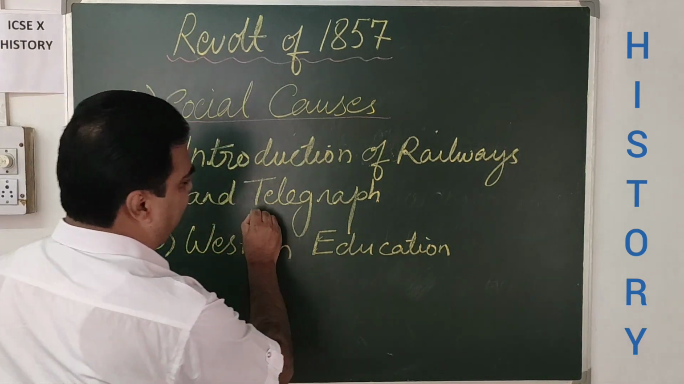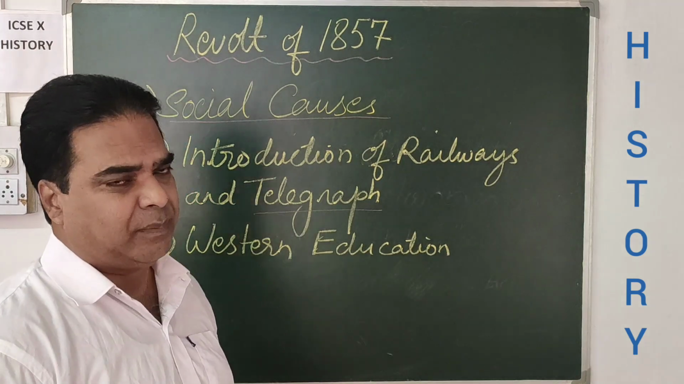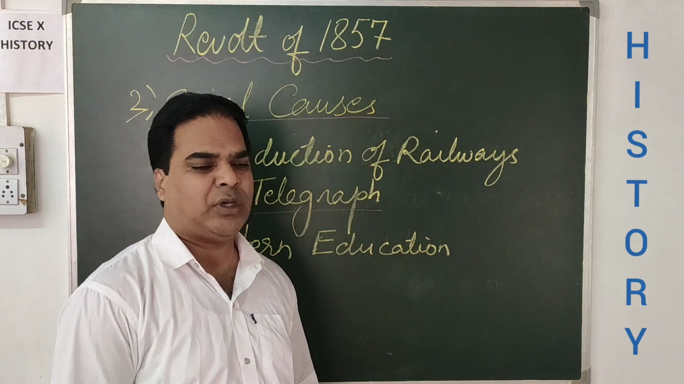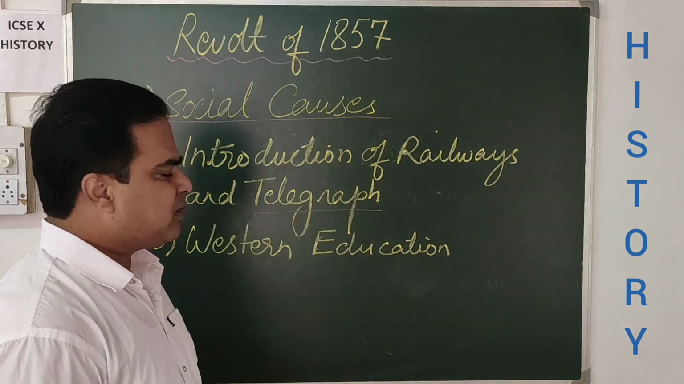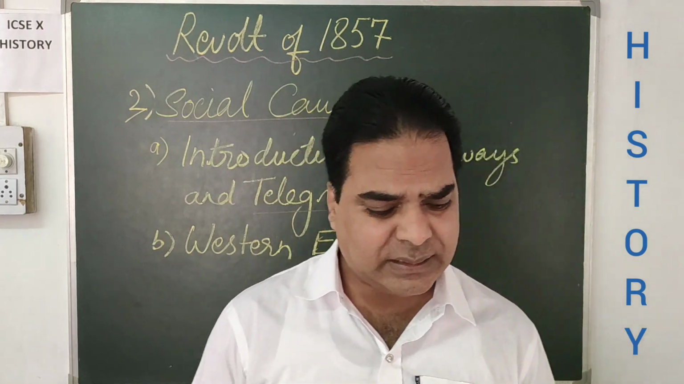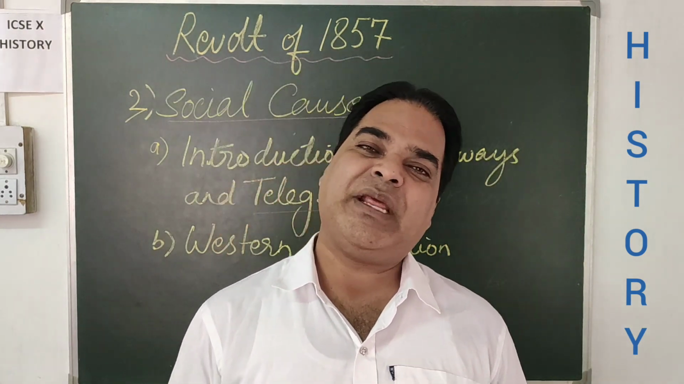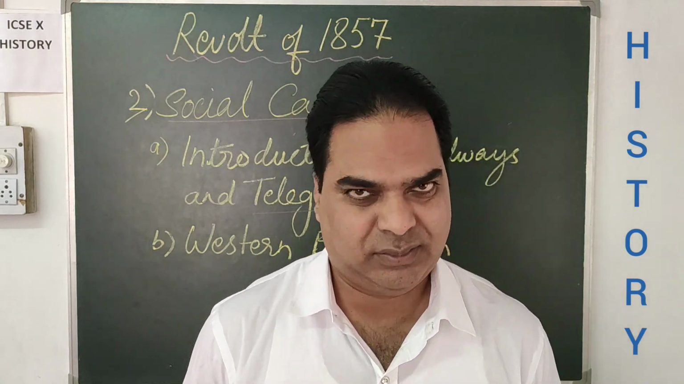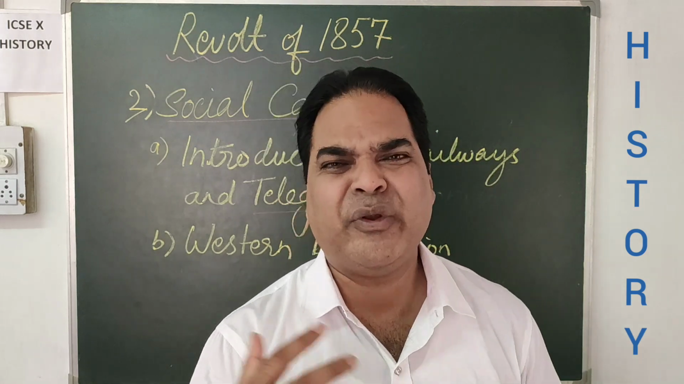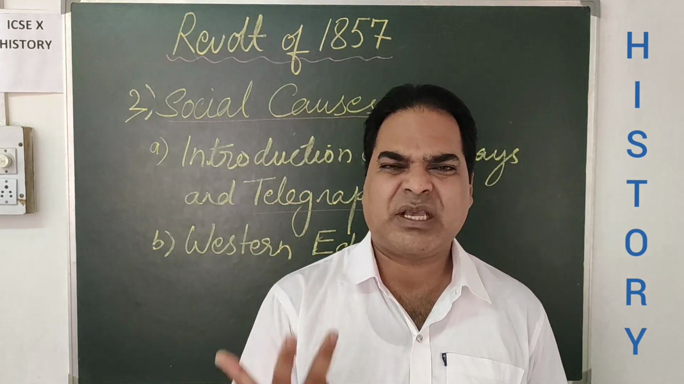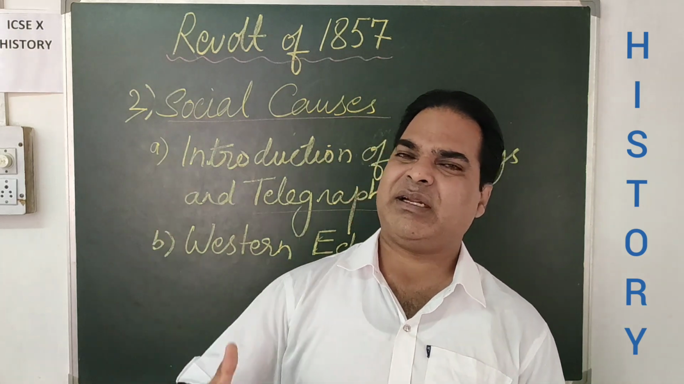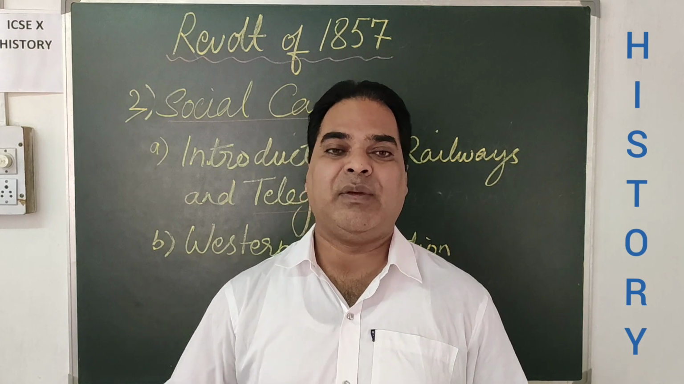The next one, telegraph. Telegraph, again, a means of communication. They erected telegraph poles just to communicate. But the Indians thought, why are these telegraph poles erected? They thought that the poles had been erected to hang people who were against the British rule. It was a miscommunication or misunderstanding, and people thought that telegraph lines were erected so that if we go against the Britishers, they will hang us.